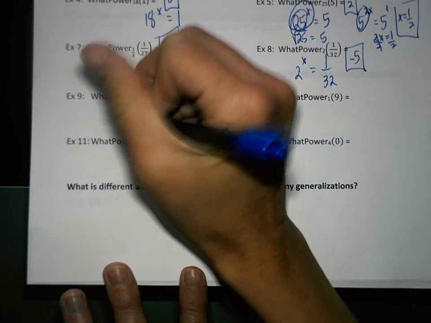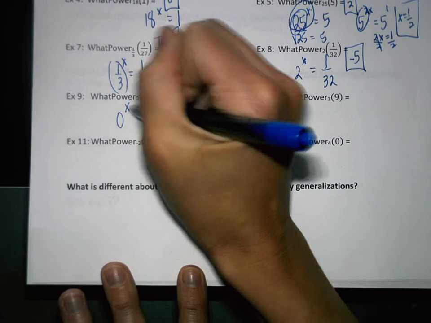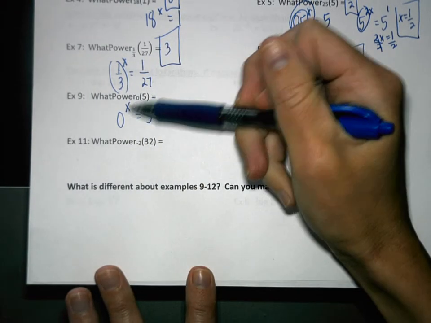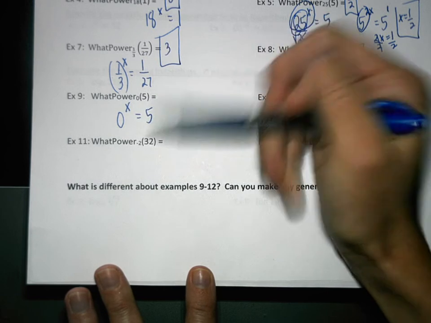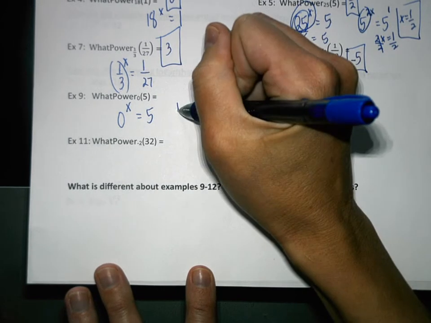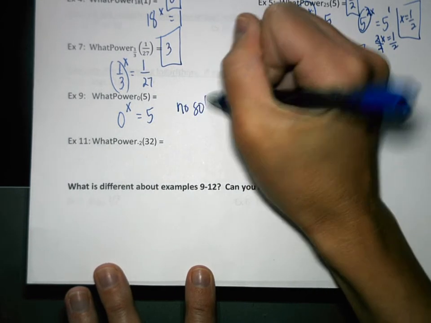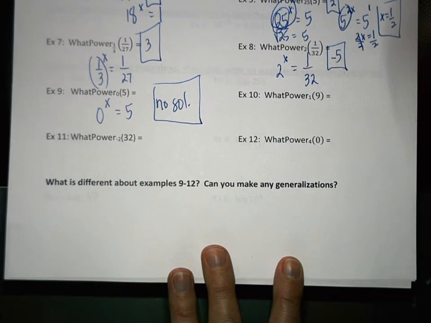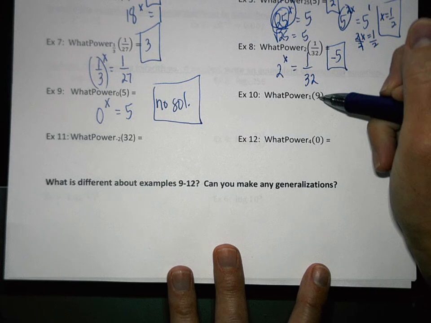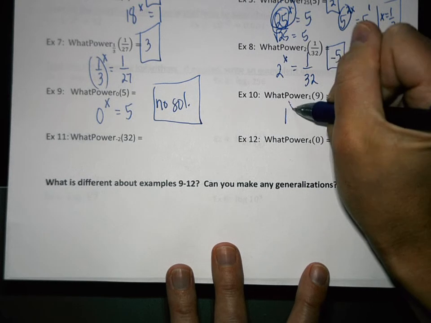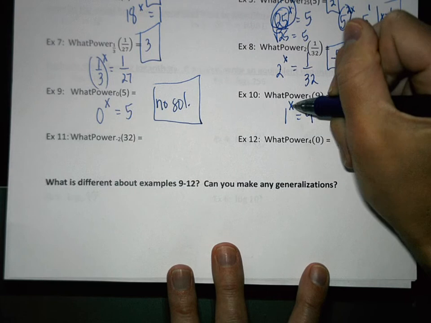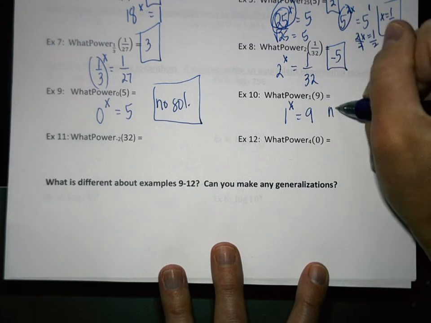Example 9, 0 to what power will give me the answer of 5? Well, it doesn't matter what power I put here, I'll always get 0. And so for this one, there is no solution. Example 10, what power base 1 will give me the answer of 9? So 1 to what power equals 9? It doesn't matter what number I put here, I'm always going to get 1, so this is no solution.